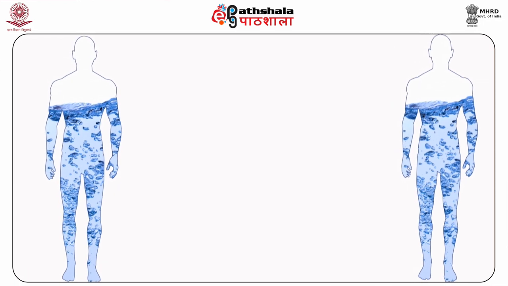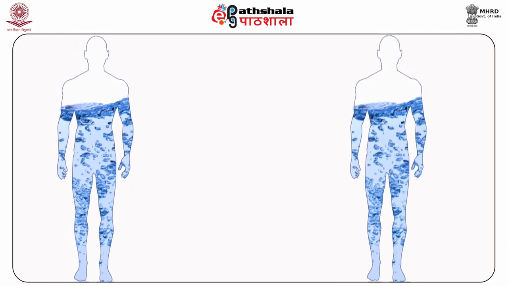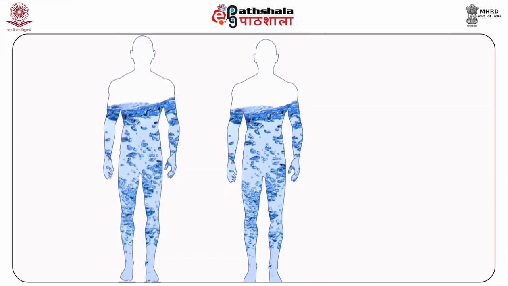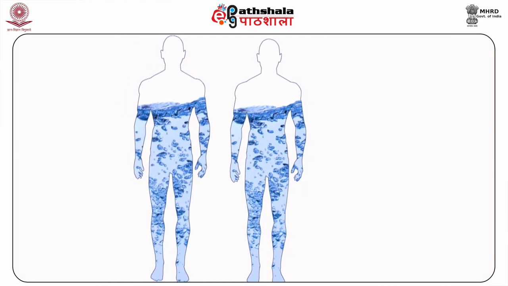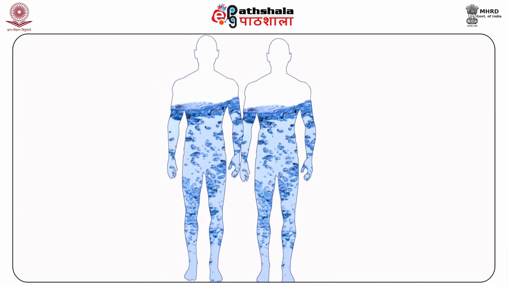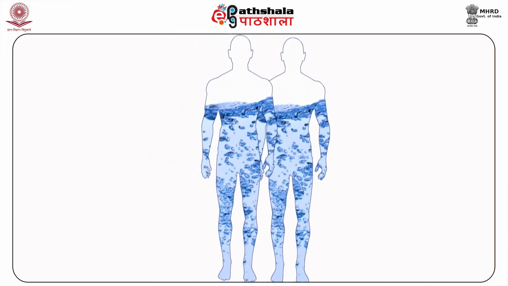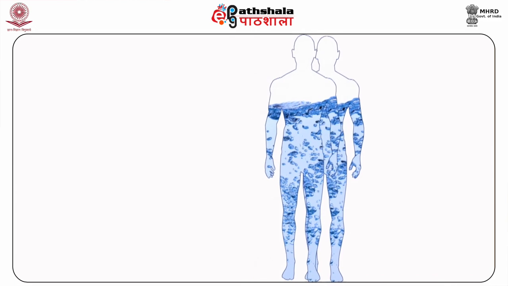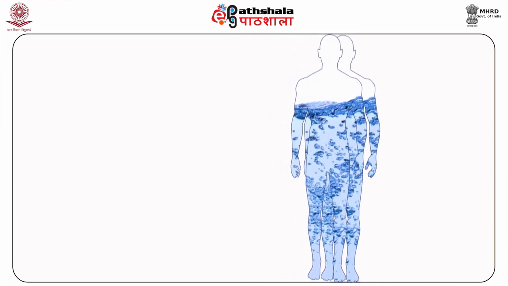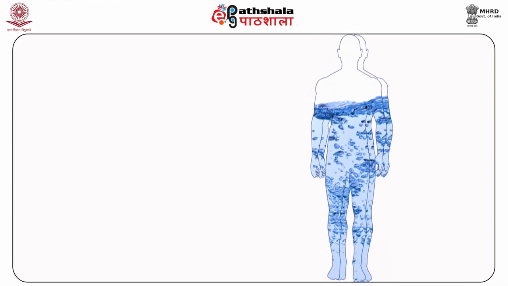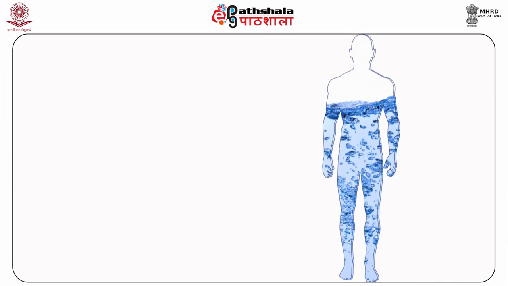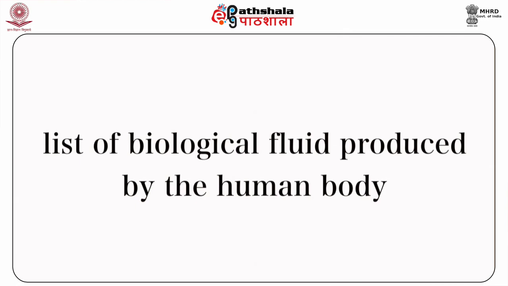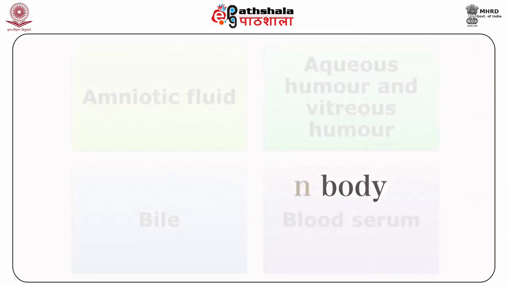The human body is largely composed of water. Life, as we see it, cannot become viable without water. A large variety of fluids are secreted inside and outside of the body. They include more than 28 different fluids, such as blood, semen, saliva, milk, tears, sweat, urine, etc. List of biological fluids produced by the human body.